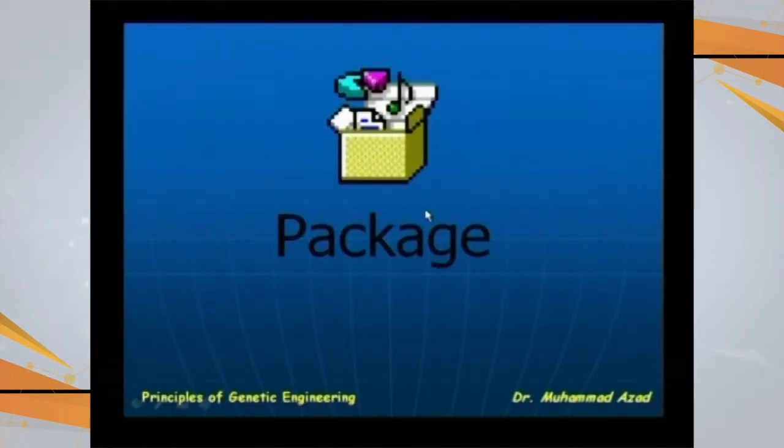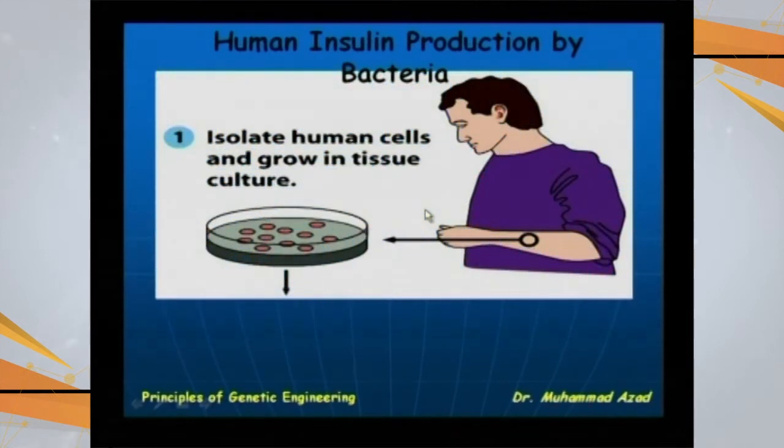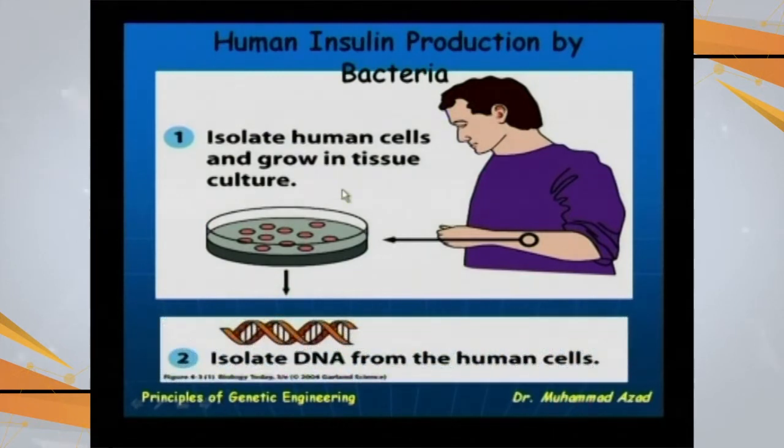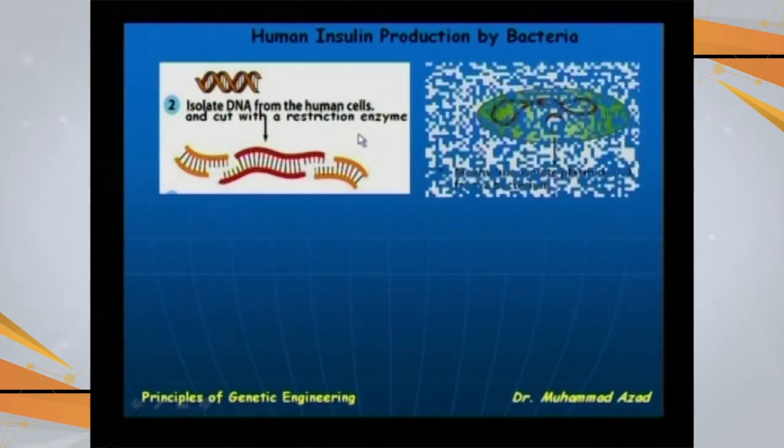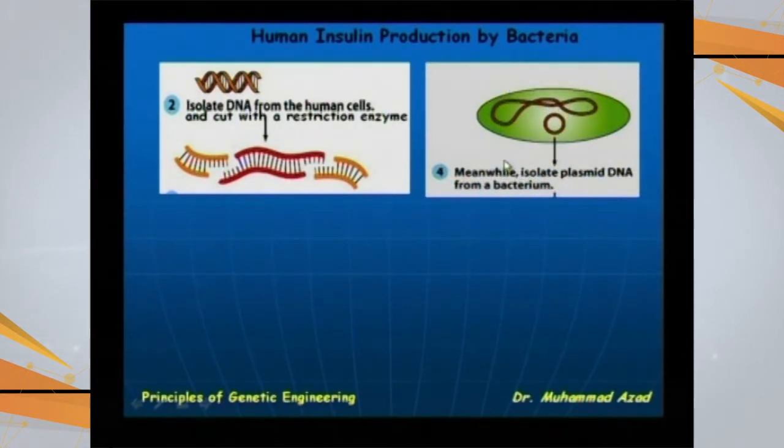A lot of these enzymes are there, but we have to trace the first success story of genetic engineering, that is the production of human insulin. So the steps involved in human insulin production. First, isolation of human cells and growing these cells in tissue culture, then isolating the DNA from the human cell and cutting it with the help of these restriction endonucleases, and in the meantime isolating the plasmid DNA from a bacterium.